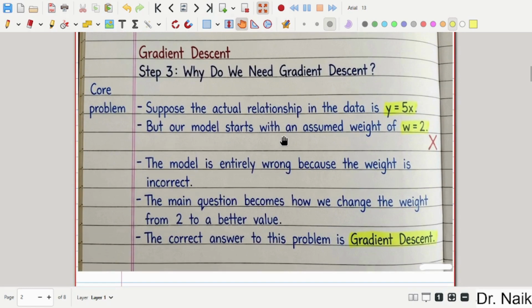Why do we need gradient descent? Suppose the actual relationship in the data is y is equal to 5x, where 5 is w. But our model starts with an assumed weight of w is equal to 2. The model is entirely wrong because the weight is incorrect. The main question becomes how we change the weight from 2 to a better value. The answer to this problem is gradient descent.